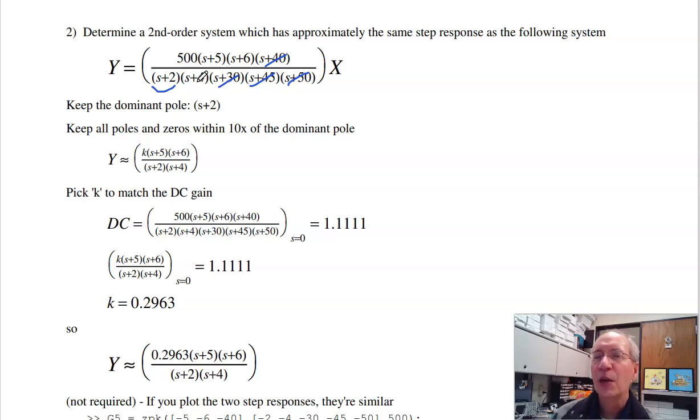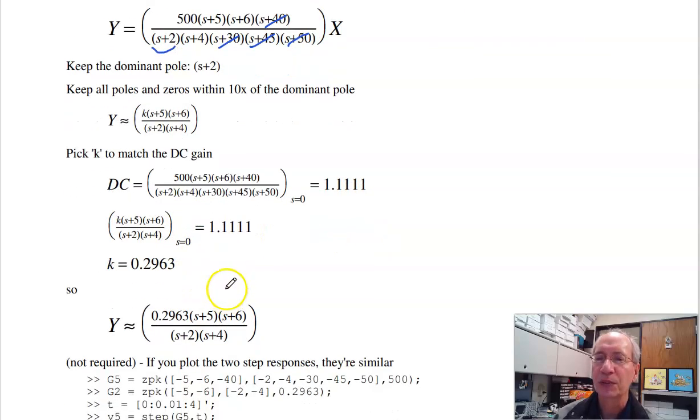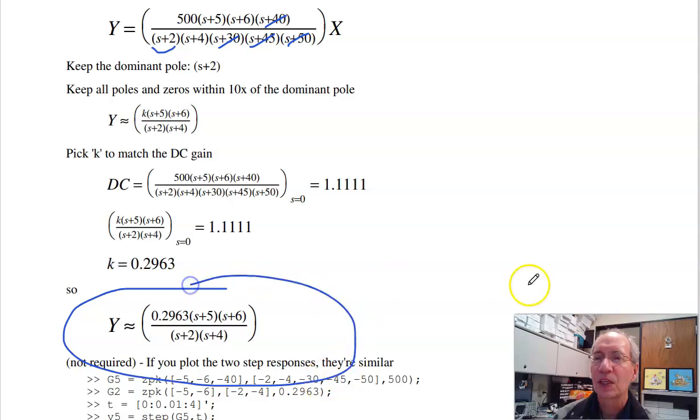To find K, match the DC gain. The DC gain of the original system was 1.11. Pick K to also have a gain of 1.11. So here's the second order approximation.